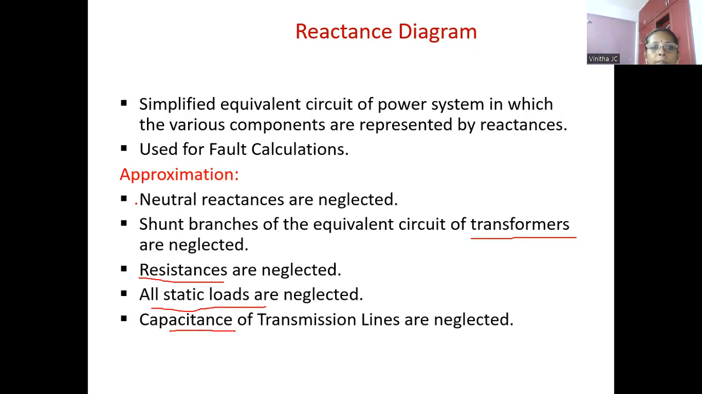In the impedance diagram, we have seen that only the neutral reactance connected between the generator neutral and the ground is neglected, and the shunt branches of the equivalent circuit of the transformers are neglected. In addition to those 2 points, here 3 more points are added. The resistances of all the components will be neglected, all the static loads are neglected, and then capacitance of the transmission lines are neglected. And this reactance diagram is mainly used in fault calculations or short circuit analysis.